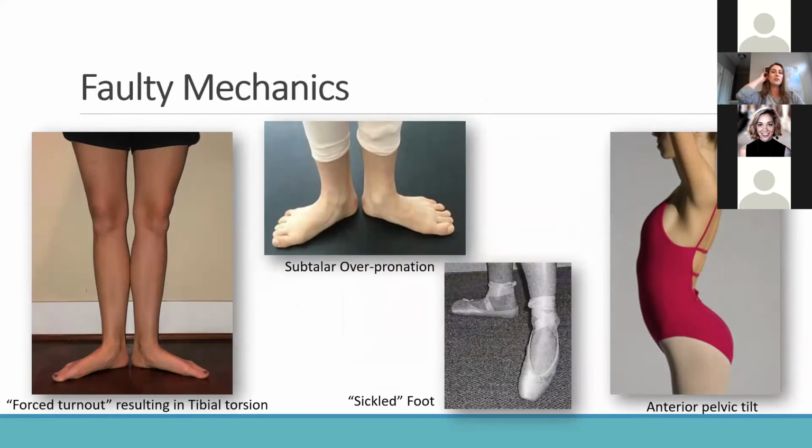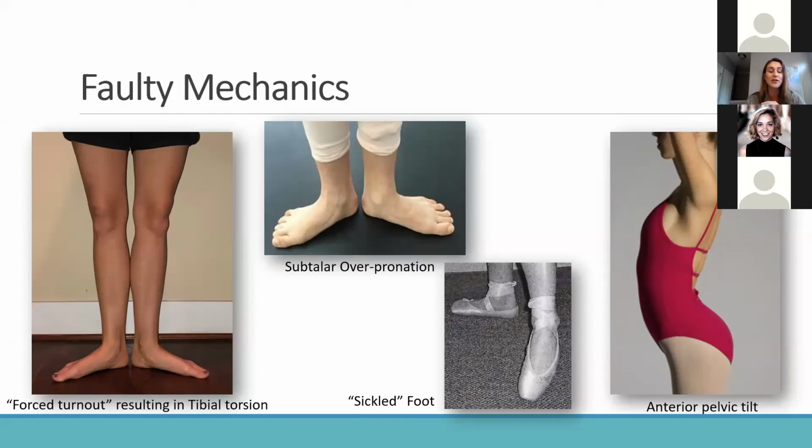All right, so what do we see when we're trying to achieve these positions? What kind of faulty mechanics do we see? In the first picture, because we're trying to have that 180 degrees of turnout, what we're seeing in this dancer is that she's actually forcing turnout. It's not actually coming from the external rotation of the hip. You can see that because the knees are facing forward.